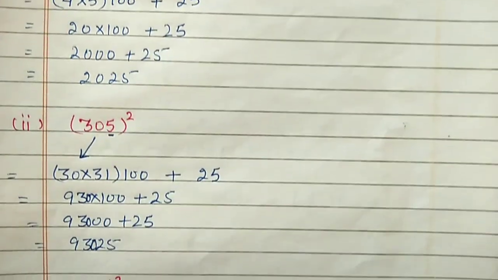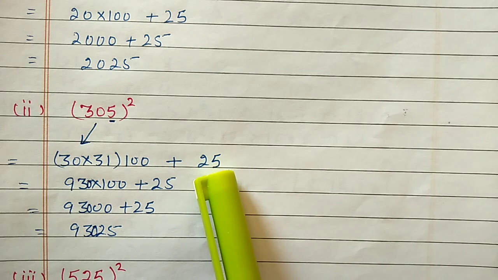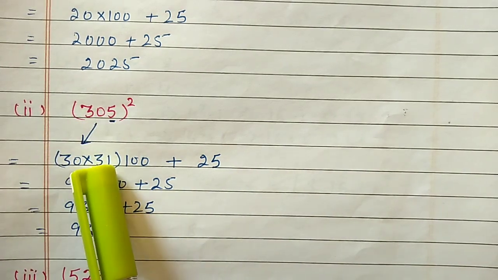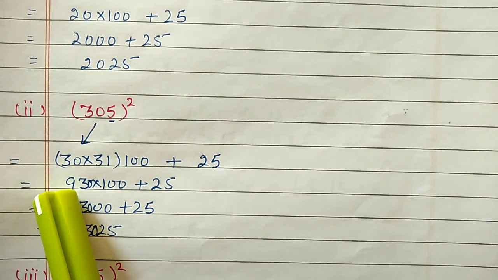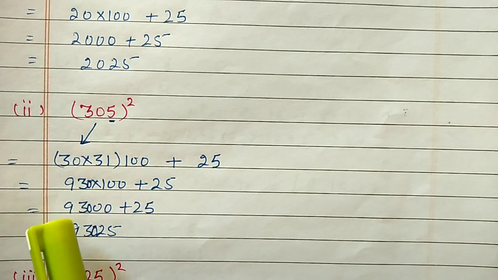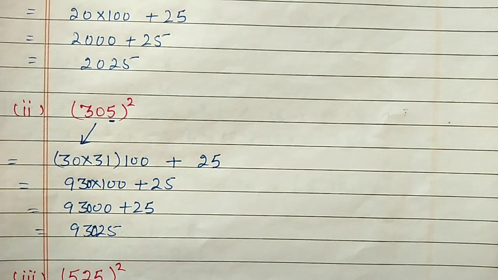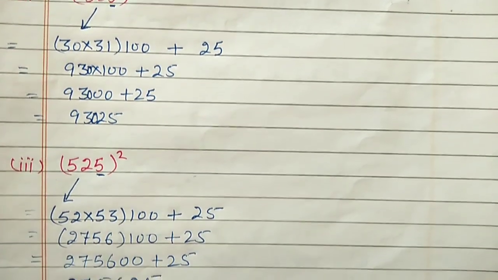Second part, 305. So this 5 we can take separately. 5 square 25. Starting number now we have 30. Multiply with the next number 31 and 100. So 30 into 31 is 930, into 100, 93,000, plus 25. Answer is 93,025.